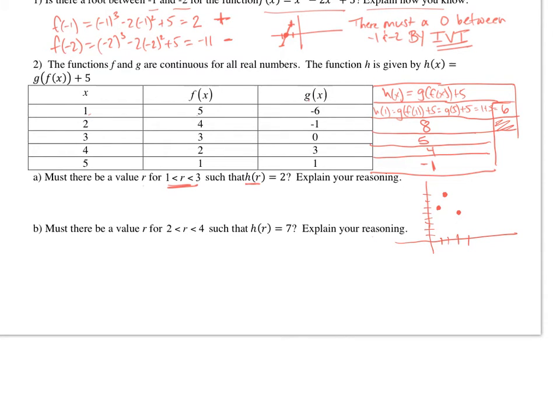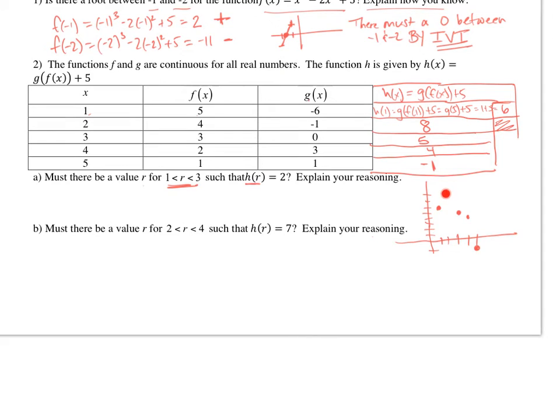And then when x is 4, h of x is also 4, and when x is 5, h of x comes down here to negative 1. So now take a look. Again, all of these must be continuous because it says continuous. So somehow I have to connect all those points without picking up my pencil. So when I go from 1 to 3, must there be an h of r that has a value of 2?